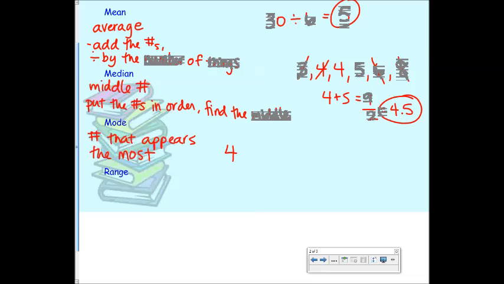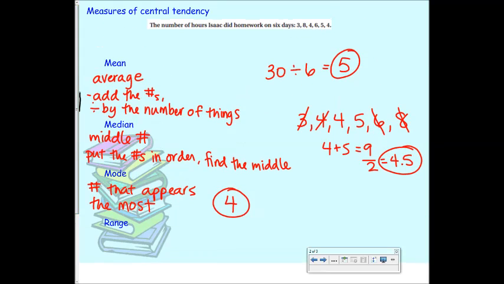What if no number is repeated? There is no mode. Sometimes there isn't a mode. Or if you had another number show up twice, like if you had 8 show up twice, there wouldn't be a mode there either. It has to be a single number that shows up the most.